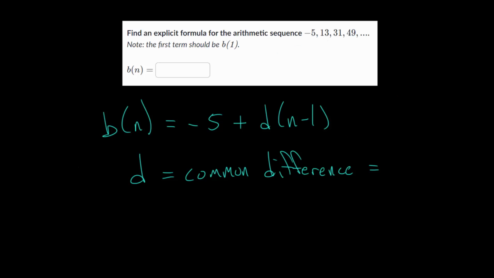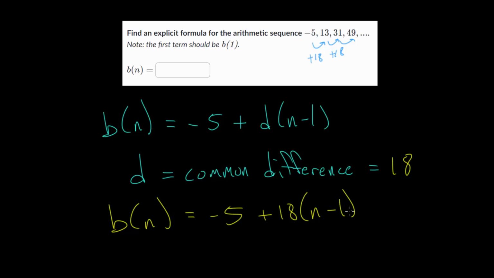And to go from minus 5 to 13, it looks like we add 18. Well, let's check that. If we take 13 and we add 18, it looks like we do get 31. And adding 18 again, we do get 49. So in this case, our common difference is 18. So let's plug that into our formula. So b of n is our first number, minus 5, plus that common difference of 18, and we'll multiply that n minus 1 times.